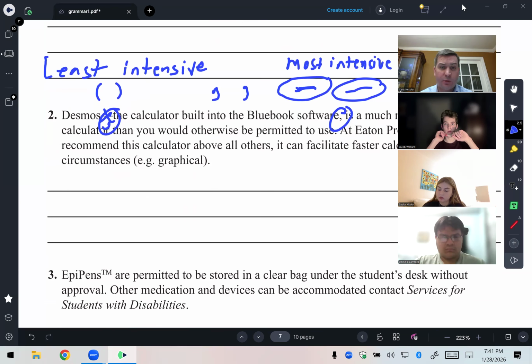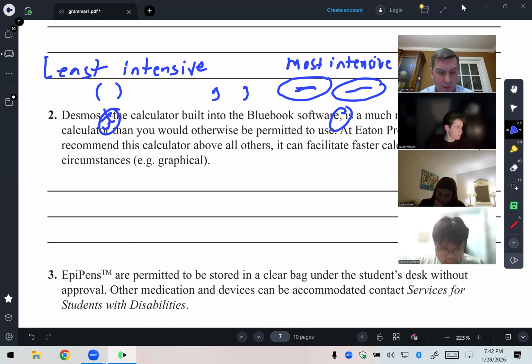EpiPens are permitted to be stored in a clear bag under the student's desk without approval. Can you imagine going into anaphylaxis when you're trying to take your SAT? That would be bad. I guess bring an EpiPen if that's going to happen. Other medication and devices can be accommodated contact services for students with disabilities.